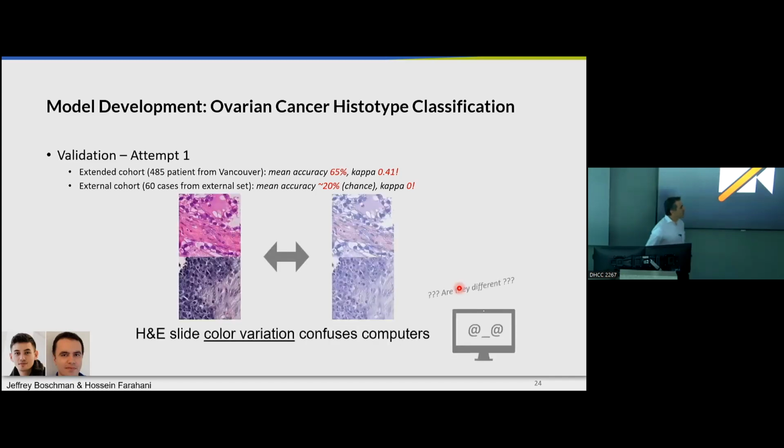And the reason is that when you get slides from different centers, or even from the same center over time, they have different color profiles. It could be because of staining, tissue handling, all that, or even the scanner. And that actually fools the AI model. So if you don't address that problem, you build a model that works on data from hospital A, but it doesn't work on hospital B.